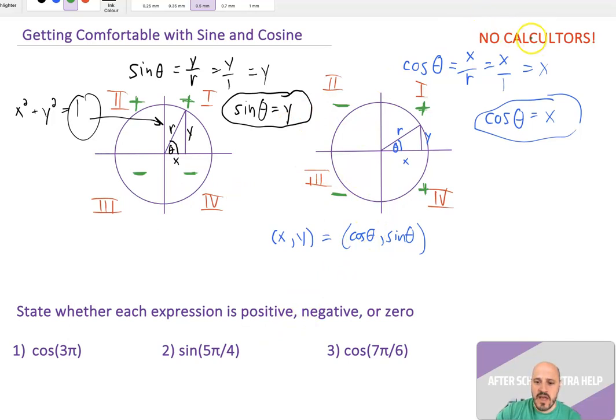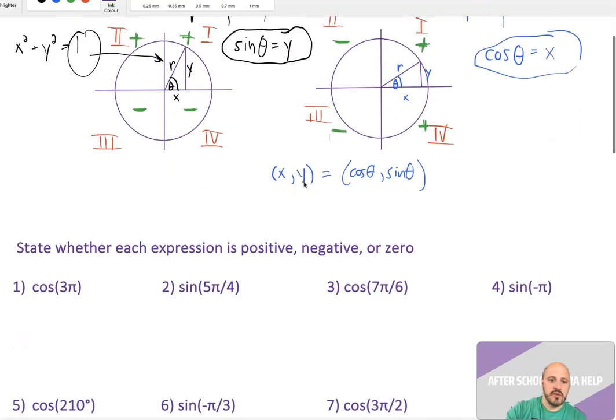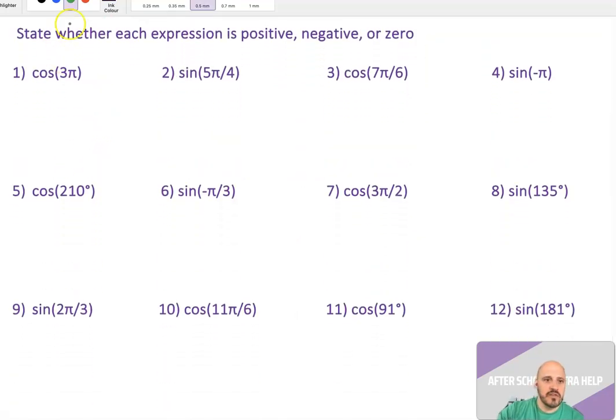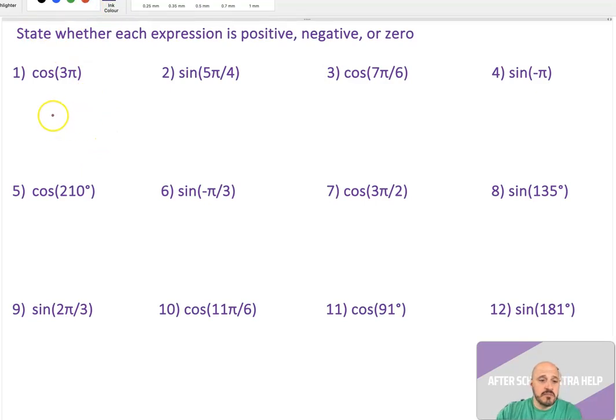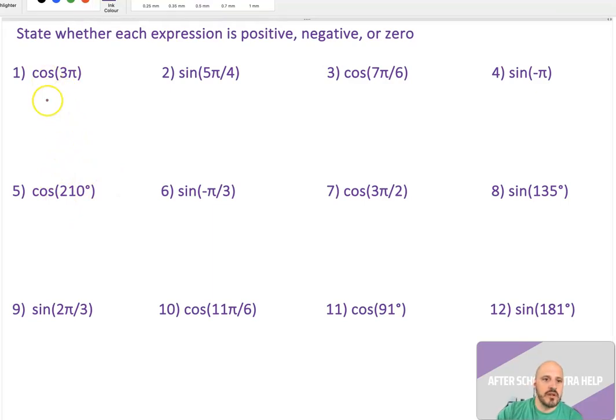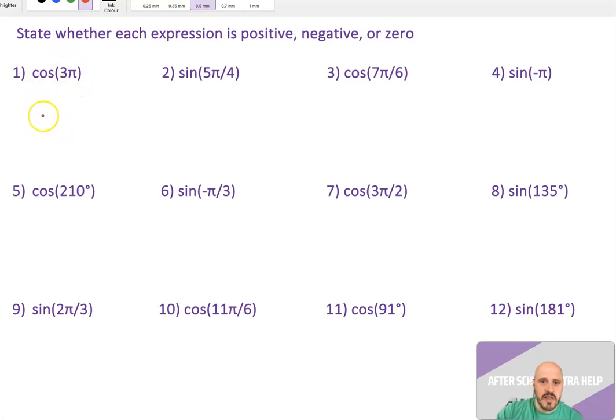Now we're not going to use calculators. We're also not going to look at these diagrams. I would suggest as you work through these, try to visualize the unit circle yourself. I'll draw sometimes in the beginning, especially for some later questions, because it's helpful to draw a quick rough sketch of where you are. What quadrant are you in? So let's find out if each expression is positive, negative, or zero. If I have my little unit circle here, I want the cosine of 3 pi.